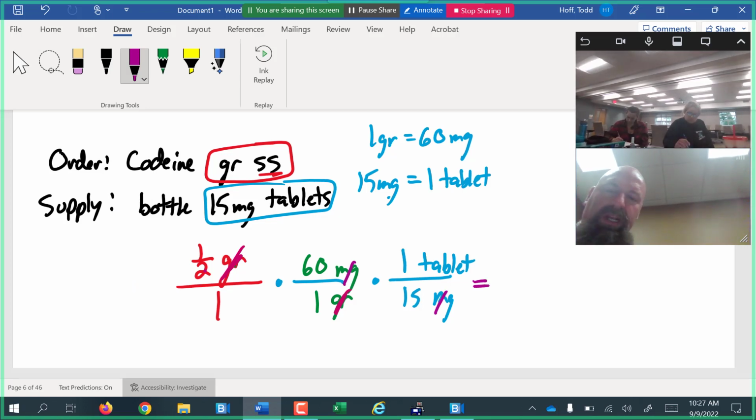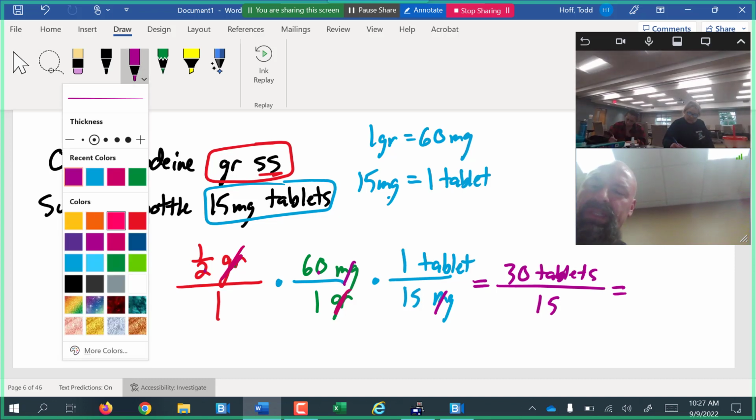1/2 times 60 is 30, times 1 tablet is 30 tablets. On bottom, 1 times 1 times 15 is 15. 30 tablets divided by 15 is 2 tablets.